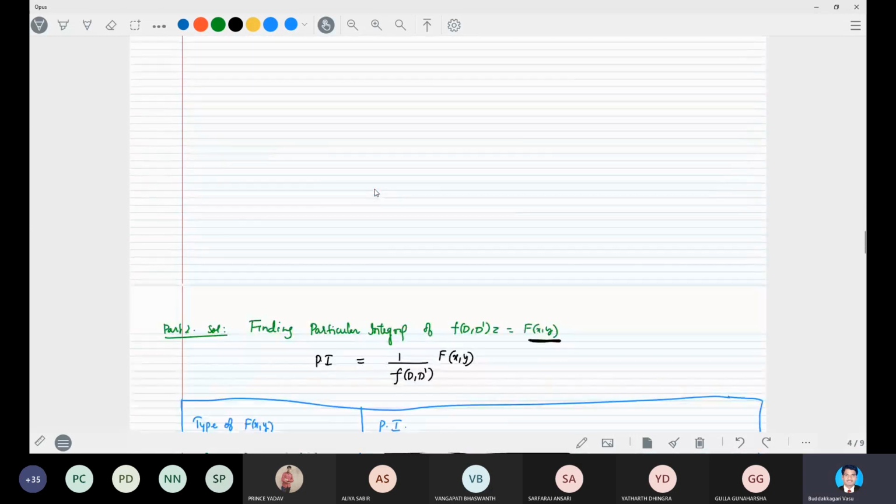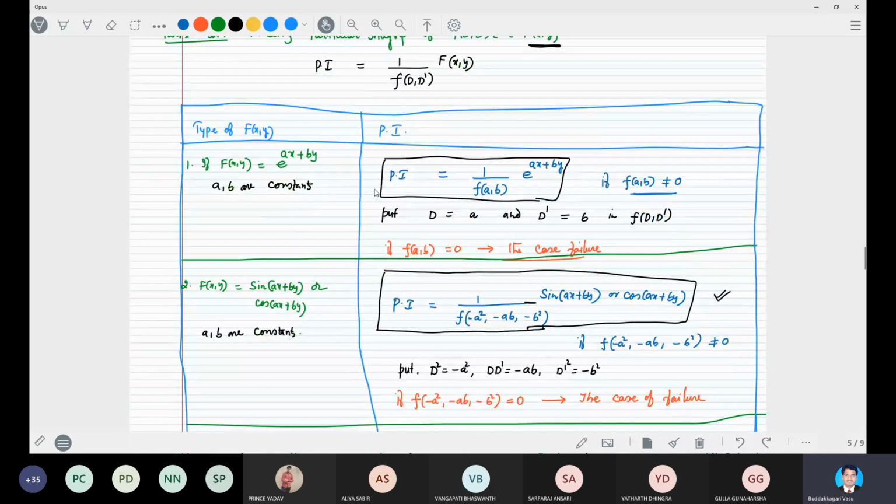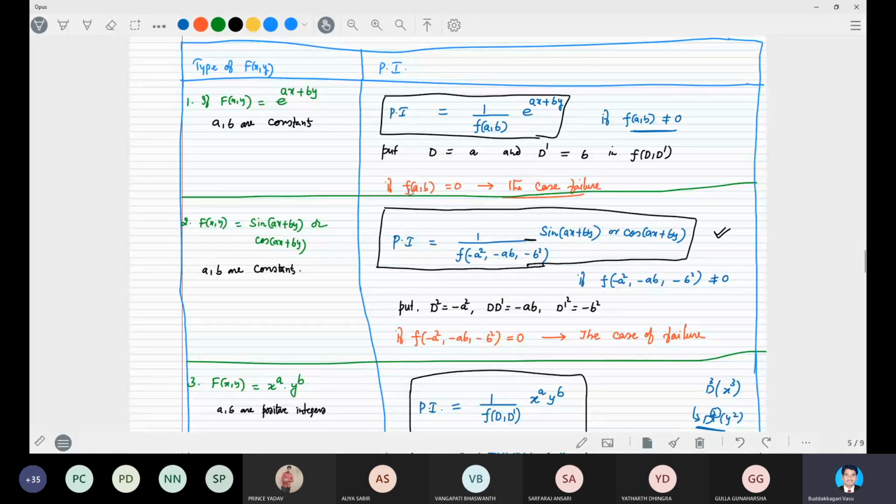Now finding the particular integral, where the special cases, we can take the particular standard functions. F(x, y) is equal to e power (ax + by), a, b are constants. Then particular integral is 1 by f(a, b) e power (ax + by), if f(a, b) not equal to 0. F(a, b) is to be determined by putting D is equal to a and D' is equal to b. Where f(a, b) is equal to 0, then it is a case of failure.